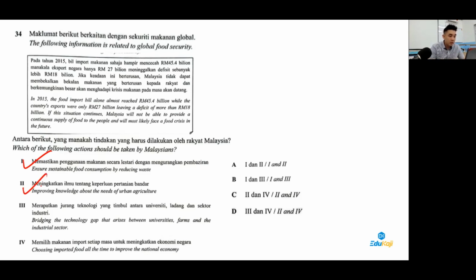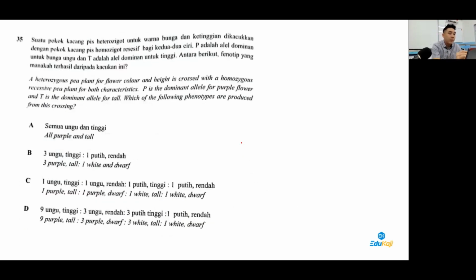Urban agriculture. Nothing to do with bridging technology gap. Choosing imported food, that's wrong. So 34, you should have selected the answer A. 34A. Okay, check.